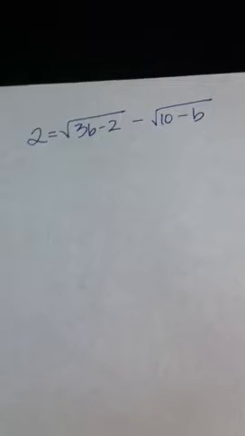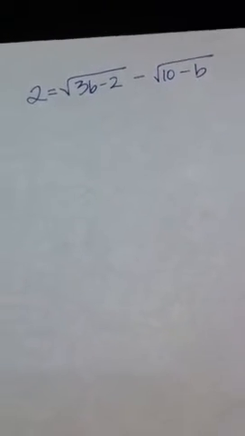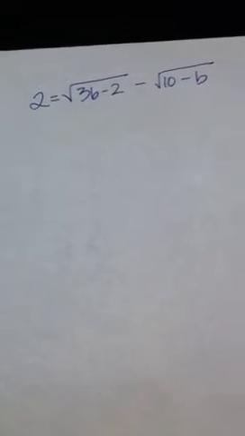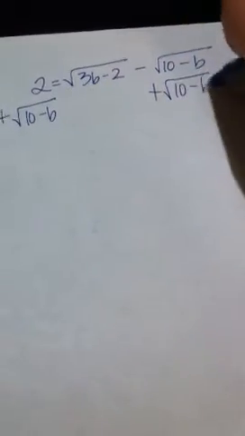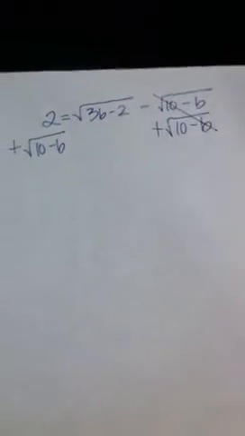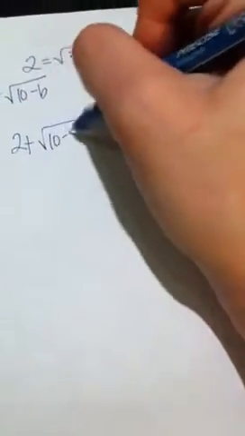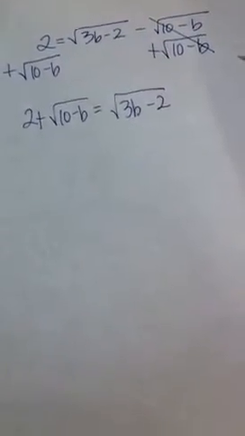So here we go, number 20. What I want to do is isolate one of the radicals. I'm going to isolate the 3b minus 2, so I'm going to add the square root of 10 minus b to both sides. Next, I've got this one isolated, so I'm going to square both sides.